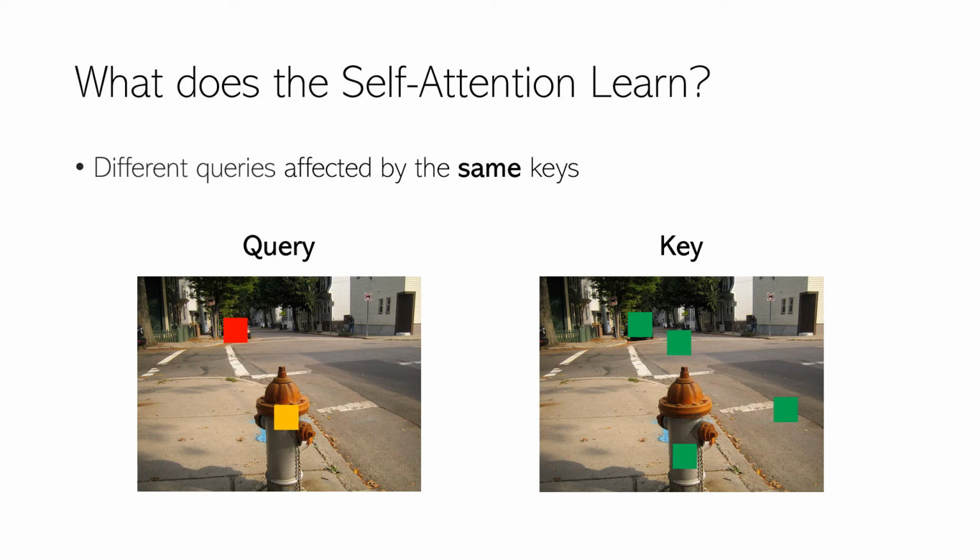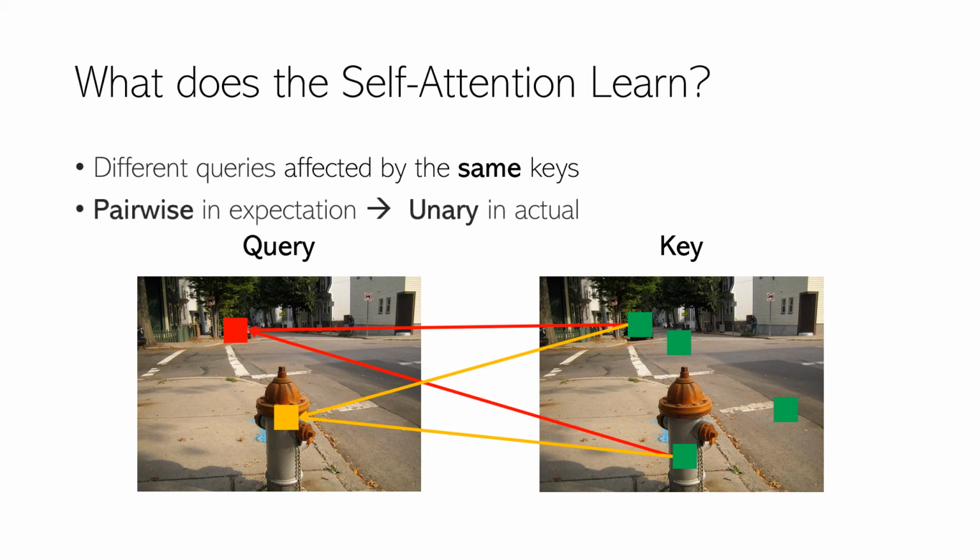But what does the self-attention module really learn? Actually, unlike expected, we find different queries in the left image are usually affected by the same key pixels in the right image. This means that the self-attention degenerates from query dependent to query independent. It behaves more like a unary model instead of a pairwise model.